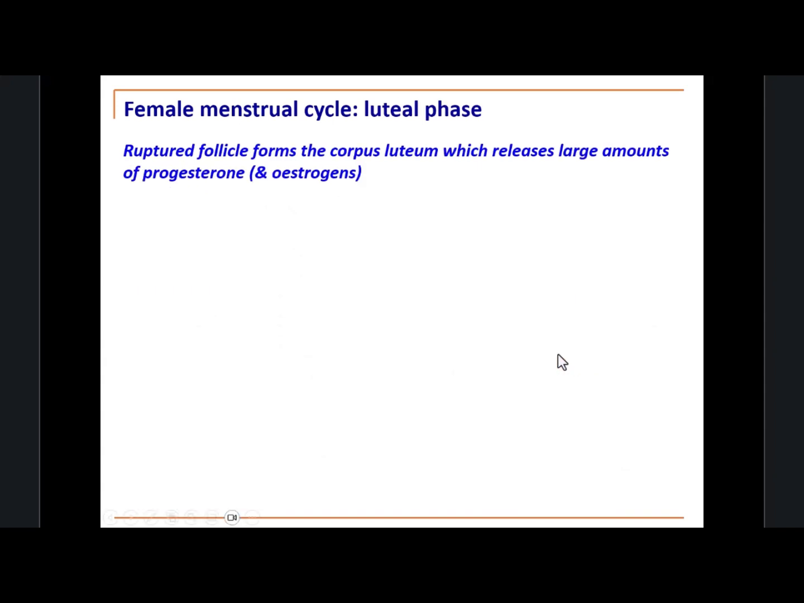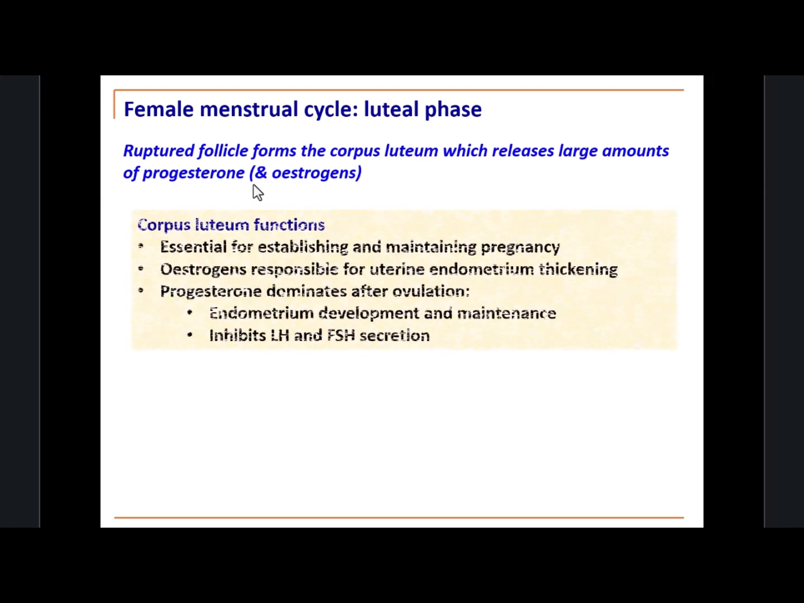We've already said this. The ruptured follicle forms the corpus luteum, which releases large amounts of both progesterone and estrogen. Remember, it's yellow because of cholesterol, and the cholesterol is the precursor for both progesterone and estrogen. So they are steroid hormones. Remembering what we also said, luteinizing hormone maintains the corpus luteum. It keeps it alive. What is the corpus luteum doing? Well, like we said, it's making progesterone and estrogen.